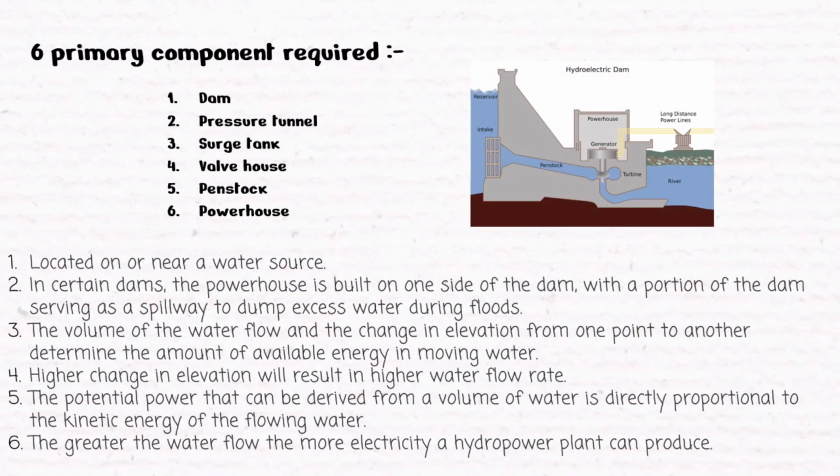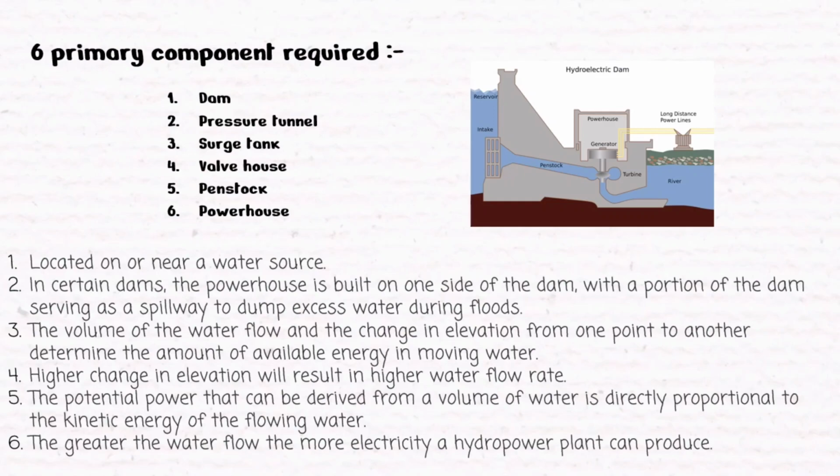I will talk about the six primary components required in building a hydroelectric generator power plant. The components needed are the dam, pressure tunnel, surge tank, valve house, penstock, and the sixth is the power house.